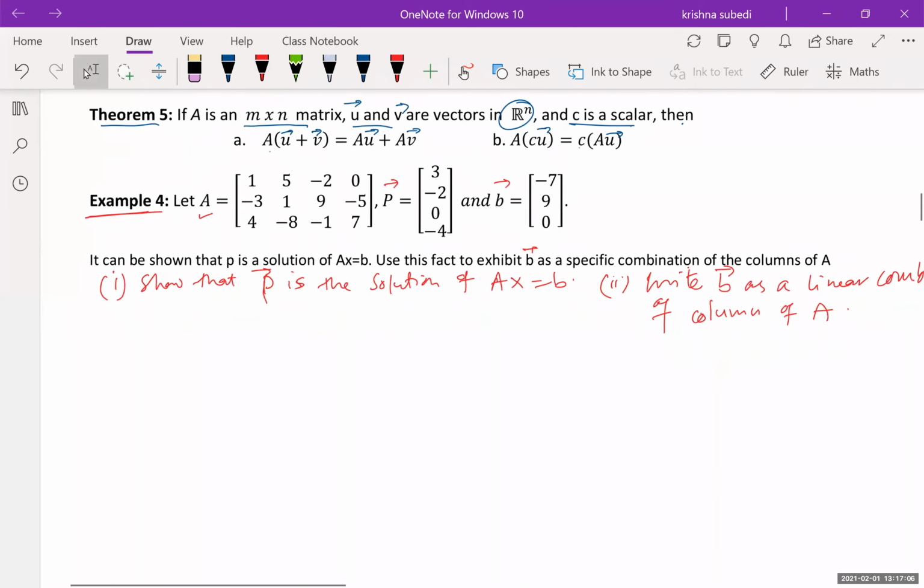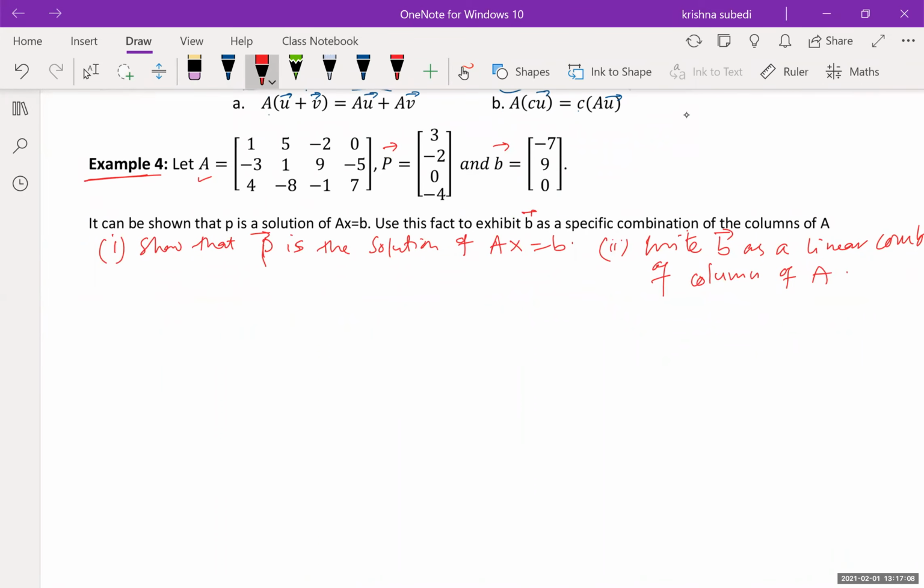So first things first, let us prove that P is the solution of AX equals B. If P is the solution, that means P is X. Whatever the x value is, that is the solution, right? So for any system, if the solution means the x value, then if P is the solution, we have to show that x and P are equal.